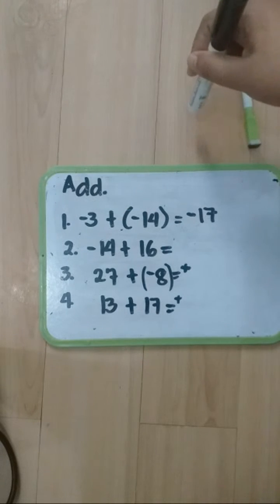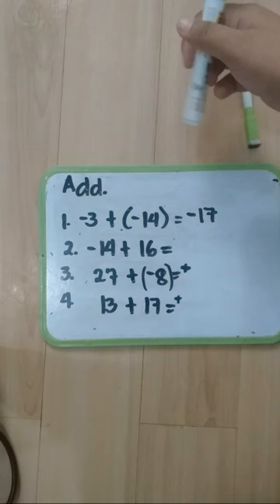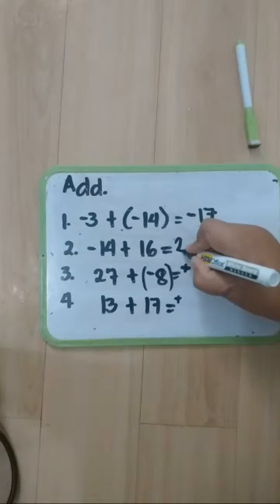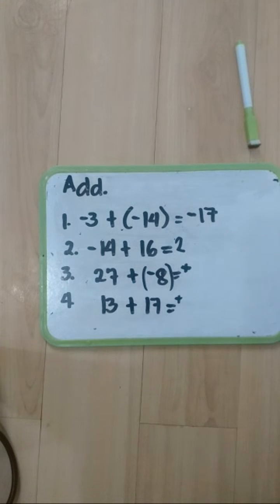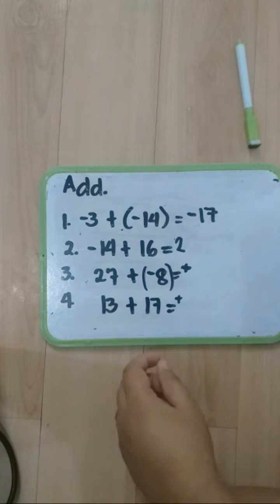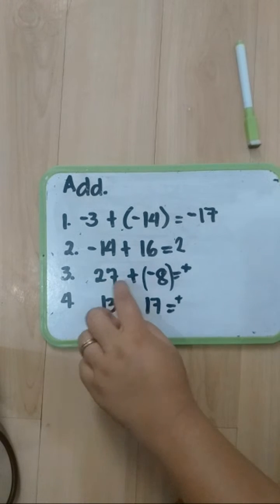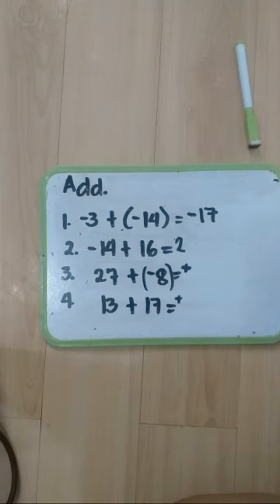O, 16 minus 14, the answer is 2. Okay? Next, number 3. Mas malaki yung 27, so ima-minus mo kay 27 yung maliit na number. That is 27 minus 8. Anong sagot? 27 minus 8.